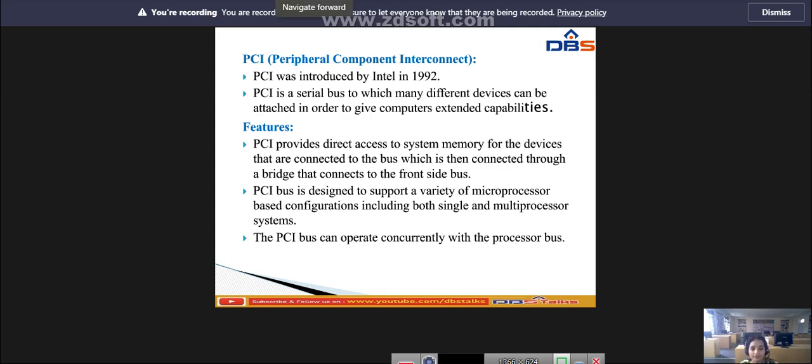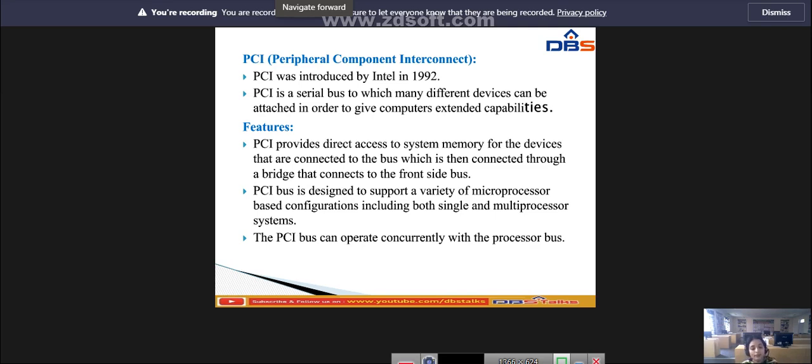In this we have features. PCI provides direct access to system memory for the devices that are connected to the bus, which is then connected through a bridge to the front side bus. The PCI bus is designed to support a variety of microprocessor based configurations, including both single and multiprocessor systems. The PCI bus can operate concurrently with the processor bus.